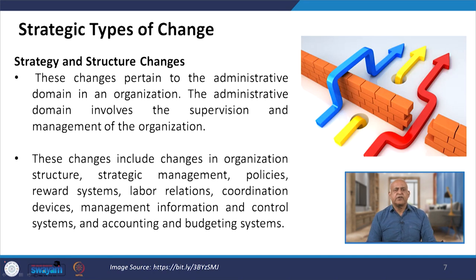Now, when we talk about strategy and structure change, these changes pertain to the administrative domain. The administrative domain involves the supervision and management of the organization. These changes include the organization structure. As I mentioned, you can remove certain layers. And there are strategic management policies, reward systems and labor relations, and coordination devices amongst the employees, management information and control systems, and accounting and budgeting systems. So you will find these are the changes, even the international accounting system. That is also another example of making changes.